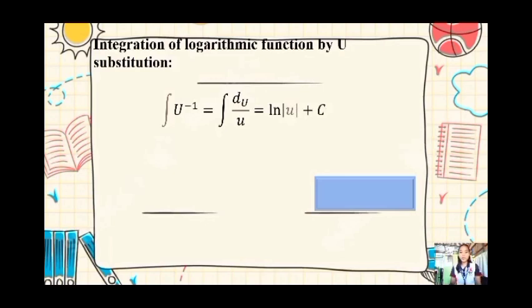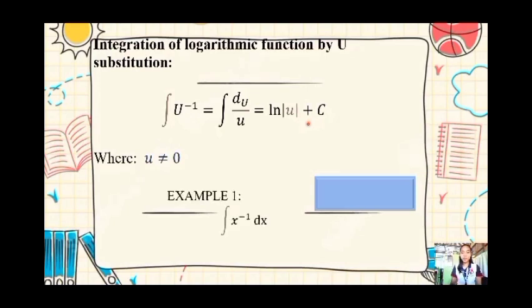Integration of logarithmic functions by u substitution. So we have here the formula. If u is raised to -1, therefore it will be the integral of du over u, and the answer will be ln of the absolute value of u, plus c, where u is not equal to 0. Always remember that.